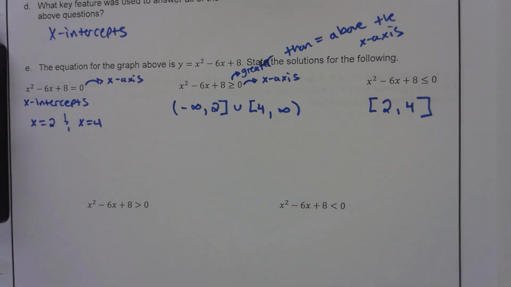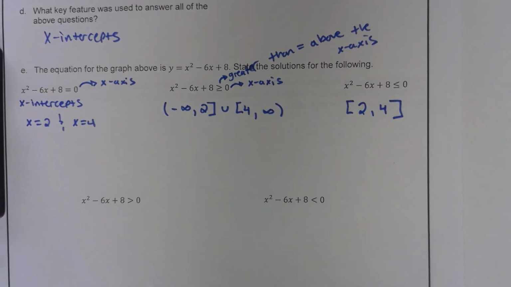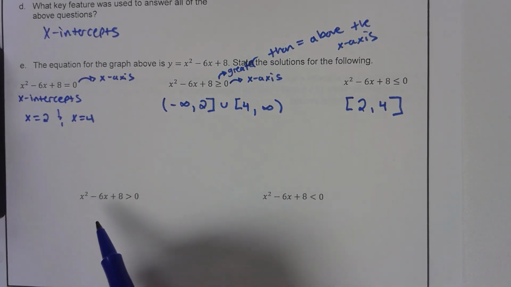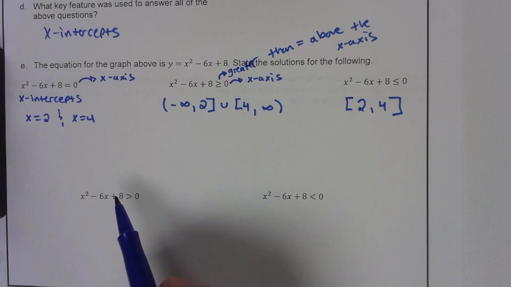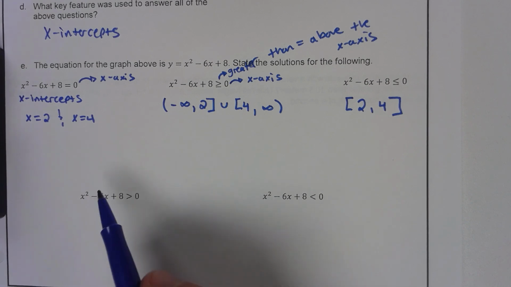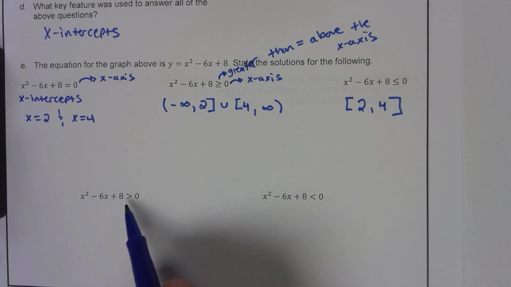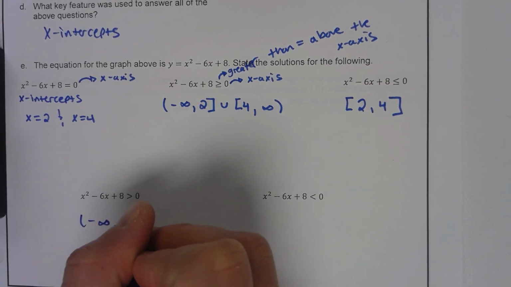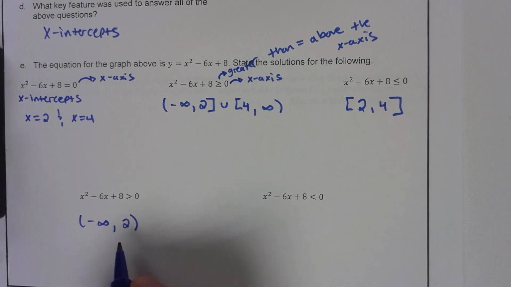Okay, and then these last two, I just took away the or equal to part, and notice how this changes the interval. So now we're stating the values for the quadratic that are greater than 0. So the values of the quadratic that are above the x-axis but not equal to the x-axis. So this is negative infinity to 2, but we're not including 2.